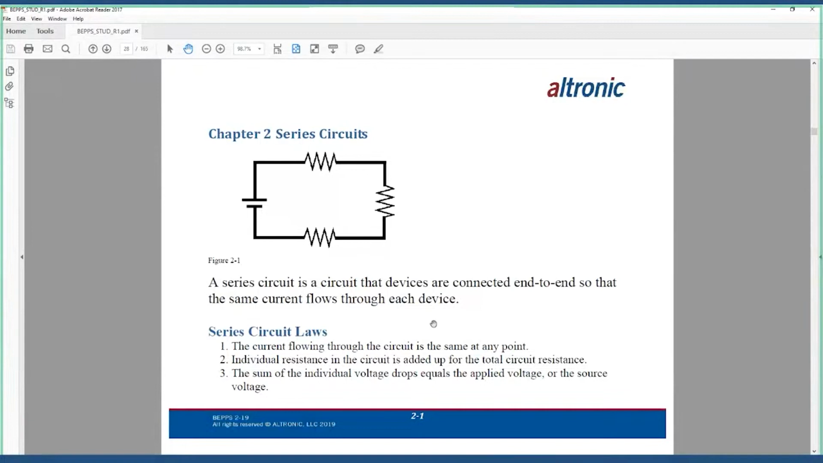We're not going to actually see too many series circuits in our control panels in our industry. Now, maybe we might see more of them on a circuit board level, but I felt like it was the basic and that we should start with this.